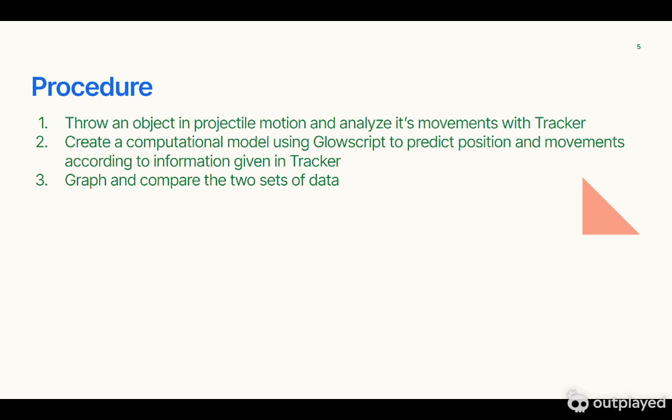Procedure. Step one was to throw an object in a projectile motion and analyze its movements with Tracker. The second step was to create a computational model using GlowScript to predict position and movements according to the information given in Tracker. And step three was to graph and compare the two sets of data.